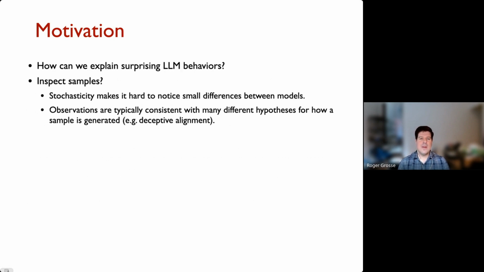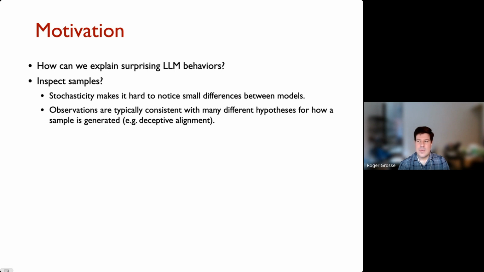And so how can we go about explaining surprising behaviors of these models? And maybe the most obvious approach is to look at generations, right? Try a bunch of different prompts and see how things vary. But the problems are that stochasticity makes it inherently hard to notice small differences between models. So if you're wondering, like, what's the effect of training on a few data points, that might not have enough of an effect to show up in the generations.